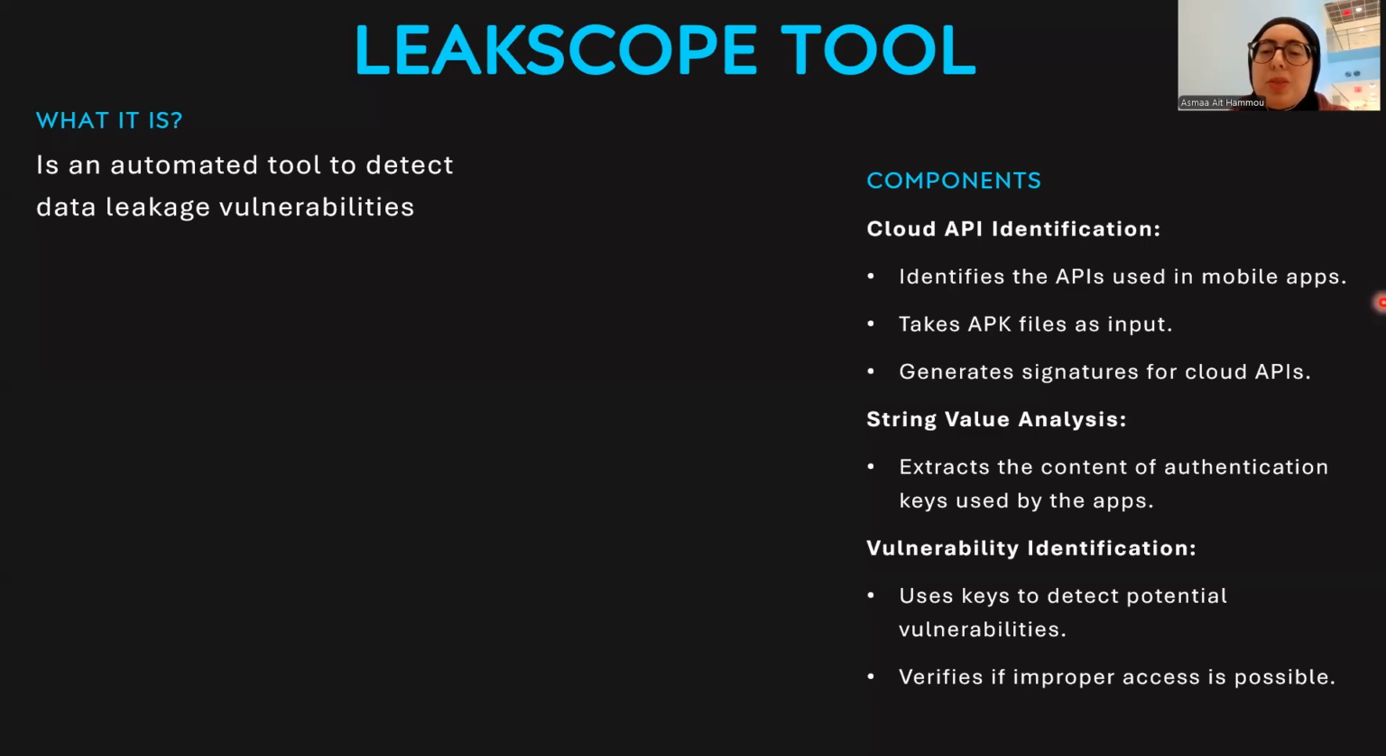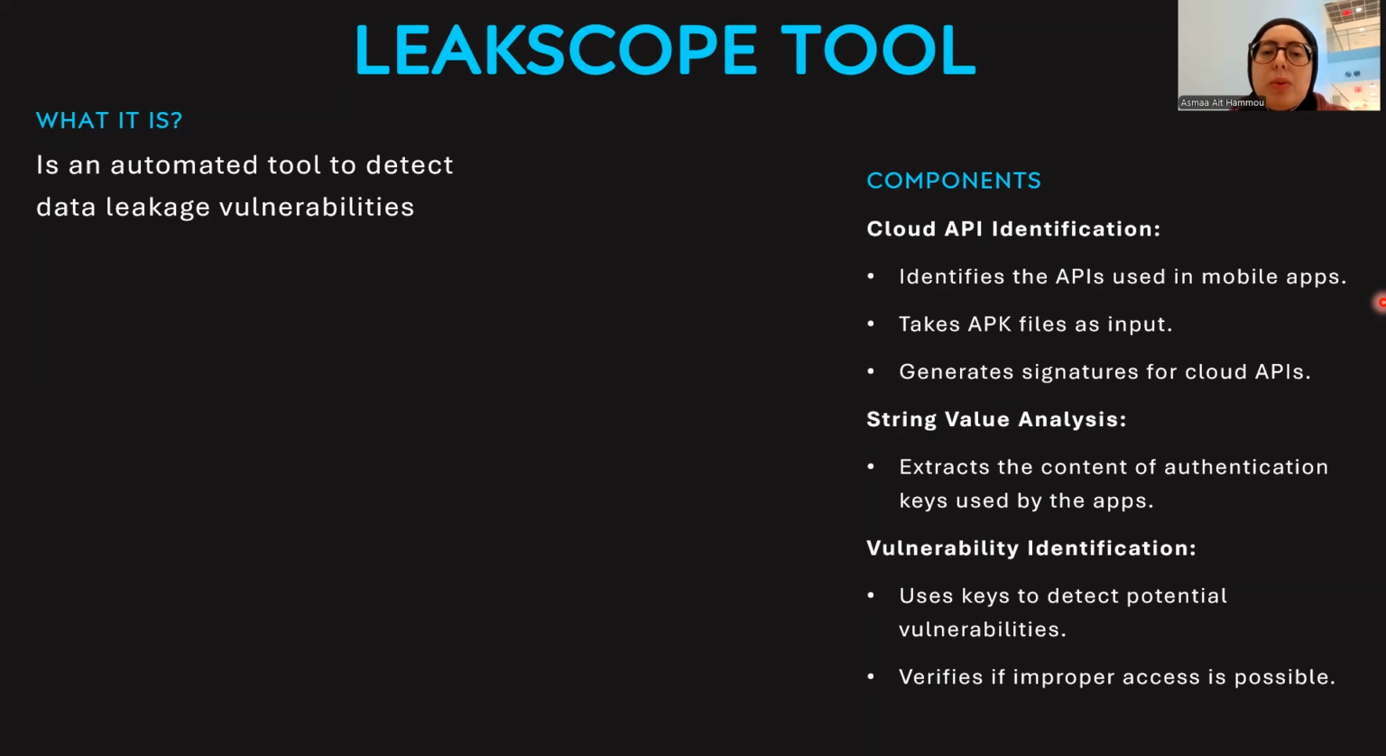I will introduce a tool developed to address these vulnerabilities called LeakScope. This tool identifies potential data leaks by analyzing how code APIs are used in mobile apps. LeakScope is capable of detecting misconfigurations, improper use of authentication keys, and it supports major cloud providers like AWS, Azure, and Firebase.